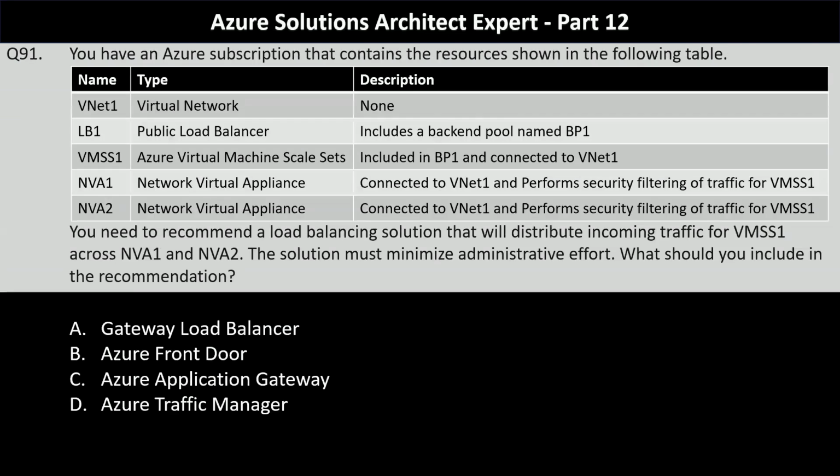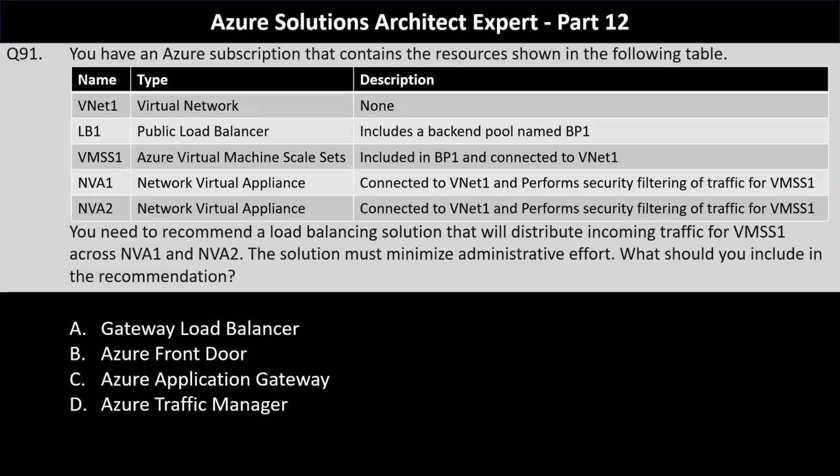Next question. You have an Azure subscription that contains the resources shown in the following table. You basically have five resources. The first one is with the name of VNet1, which is a virtual network type, and it does not have any description. The second one is LB1, which is a public load balancer type, which includes a backend pool named BP1. The third one is VMSS1, which is an Azure Virtual Machine Scale Sets type and is included in BP1 and connected to VNet1.